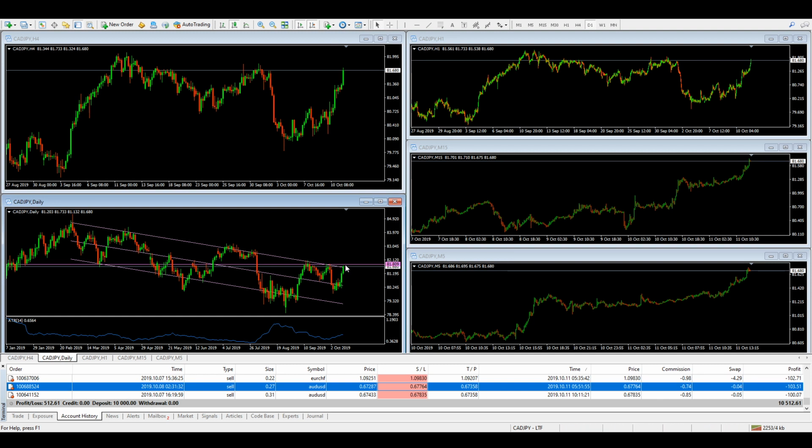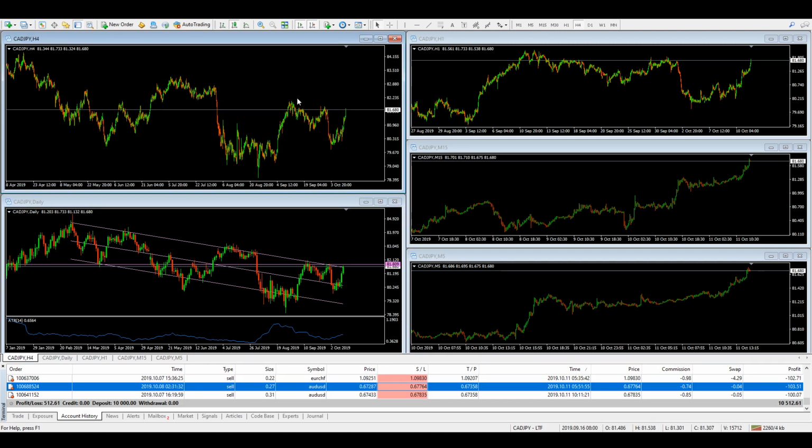We need to see a toppy type candle that is reversing off of this level here, and then to see that bearishness return in these lower time frames. But if we do see that, then it would mean a stop loss above here, and the scope for potential profit is basically these lows here.